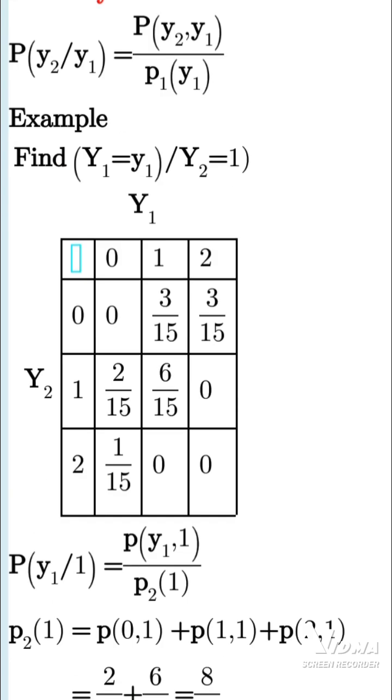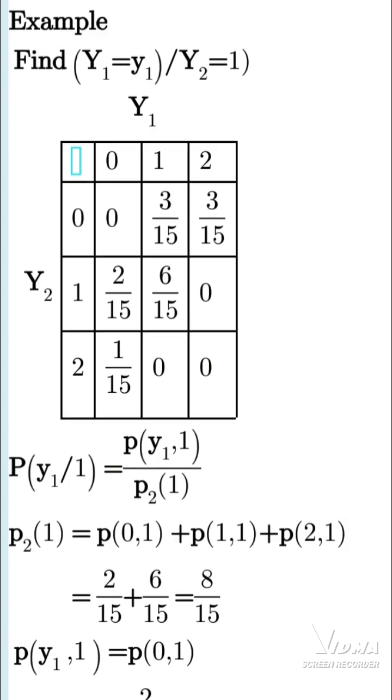So now we have an example. We have a table. This table is already given, and what they ask us to look for is p(y1 | 1). It simply means that 1 is representing y2, so y2 is already given. So what we look for is p(y1 | 1).